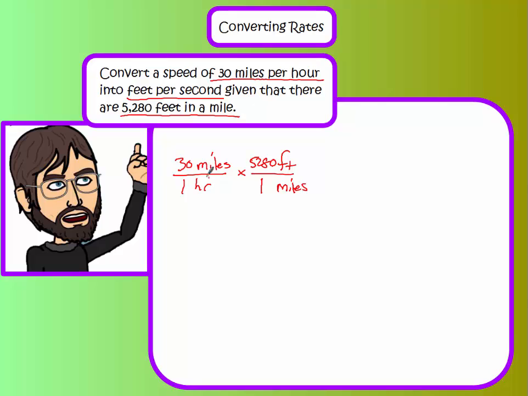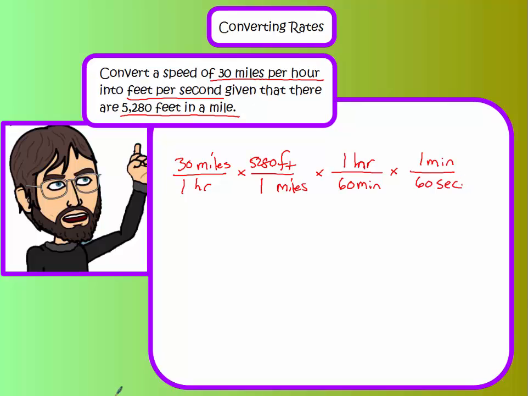Now we're going to try to convert this hours into seconds. The problem is hours don't go into seconds very nicely, but we know something about hours and minutes. So if I want the hours to go away, I can put hours up here. 1 hour is 60 minutes. But I don't want minutes. I want seconds. So I know that in 1 minute, there are 60 seconds.